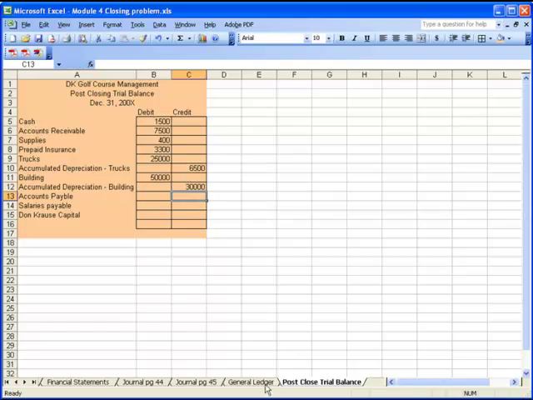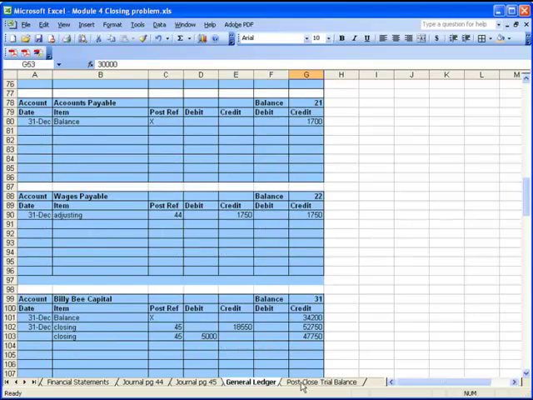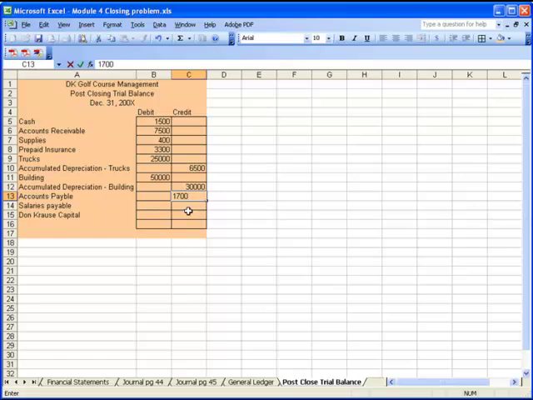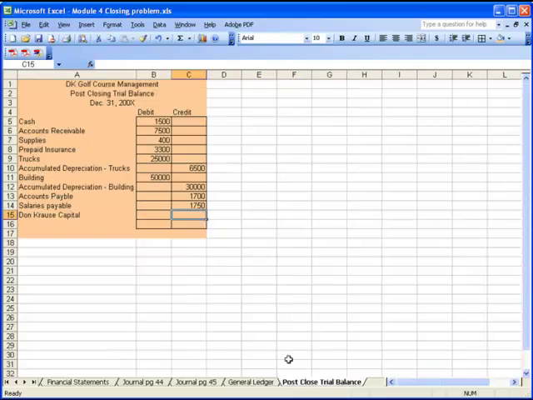Accounts payable in our general ledger, $1,700. Wages payable, $1,750. And then finally, our capital account ending balance. When we look at our general ledger, it's right here, $47,750. And so when we total up our debits, we get $87,700. And when we total up our credits, we get $87,700. And that completes the problem at hand.